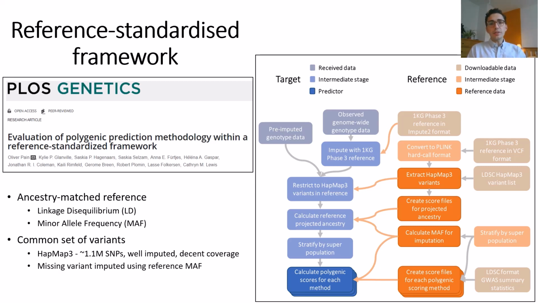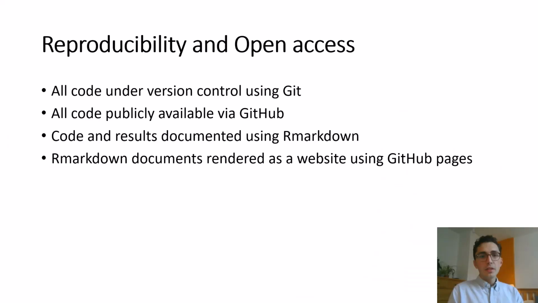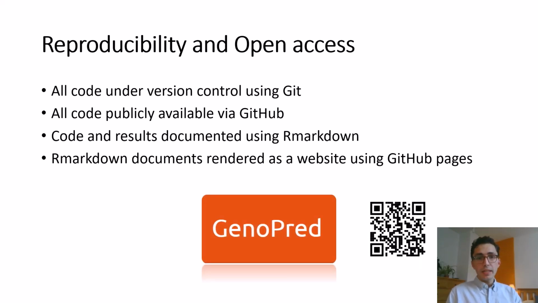Now, when we were carrying out this study and writing the code for the reference standardized approach, we wanted to ensure the results were fully reproducible, and we wanted to develop a resource that other researchers could use to calculate reference standardized polygenic scores. So we used a combination of R Markdown, Git, GitHub, and GitHub Pages to create a publicly available website containing a series of readable documents describing the code and results of our various studies. The website is called GenoPred, as it focuses on genotype-based prediction. And there is a QR code here if you would like to take a look. I'll now briefly show you the website.